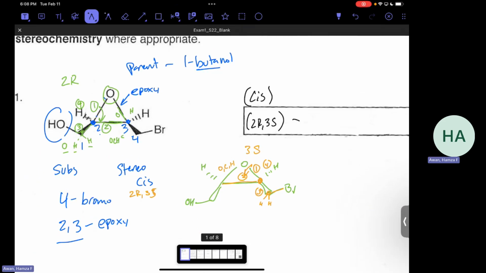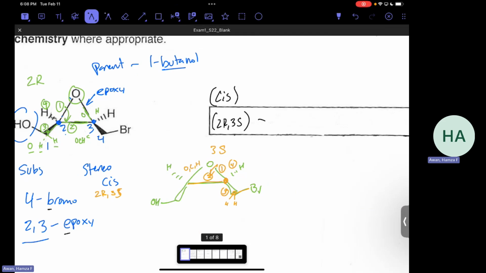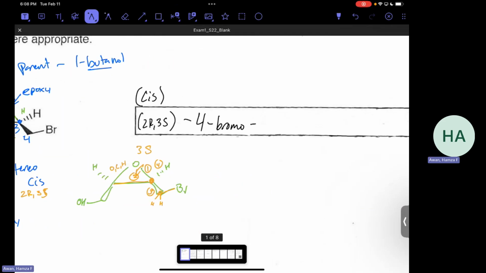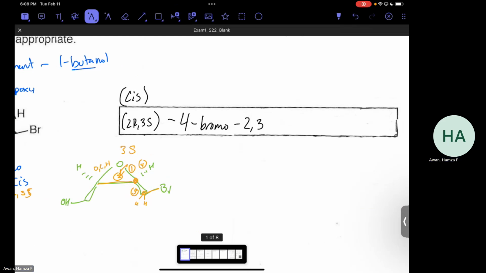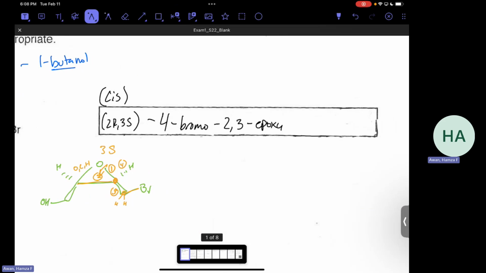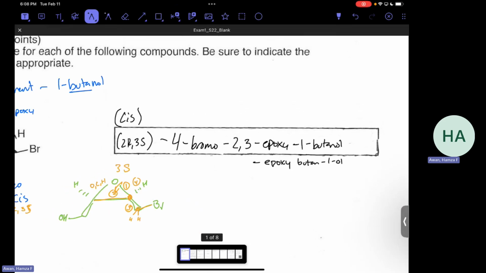it in alphabetical order first. So we have 4 bromo and then 2, 3 epoxy, right? So dash 4 dash bromo dash 2, 3 dash epoxy, and then 1 butanol. It can also be 2, 3 dash epoxy butan dash 1 dash OL, butan-1-ol.